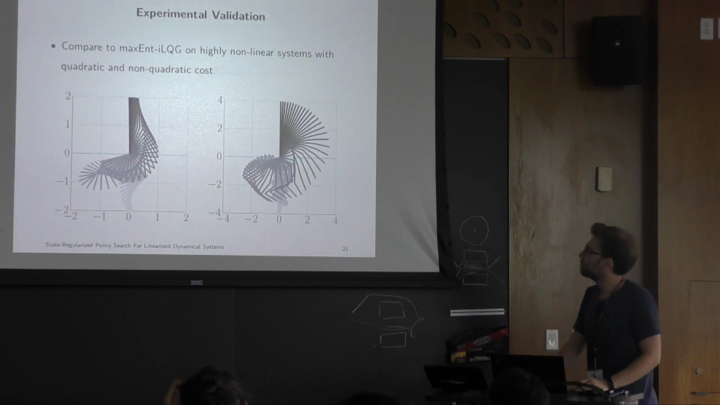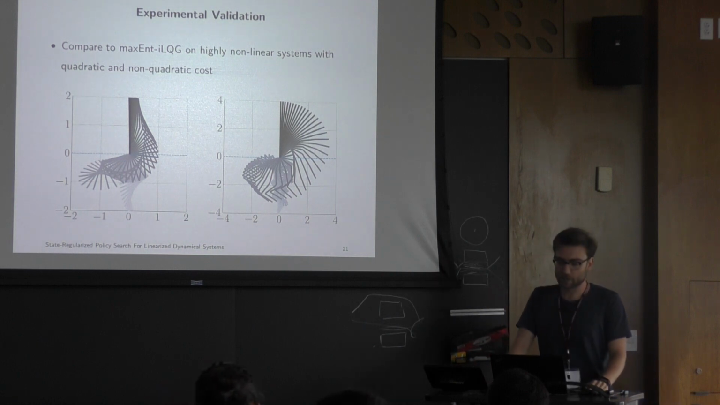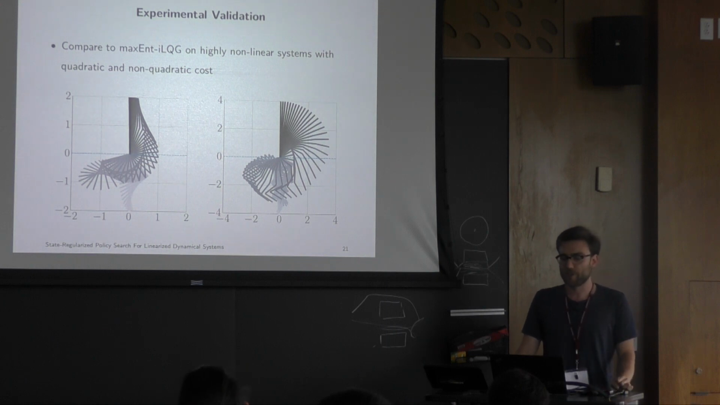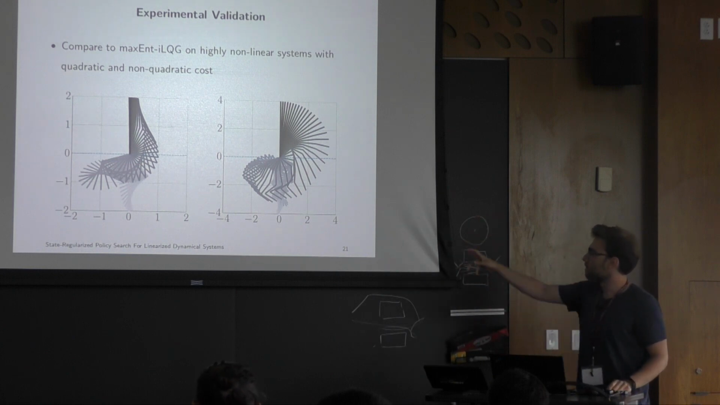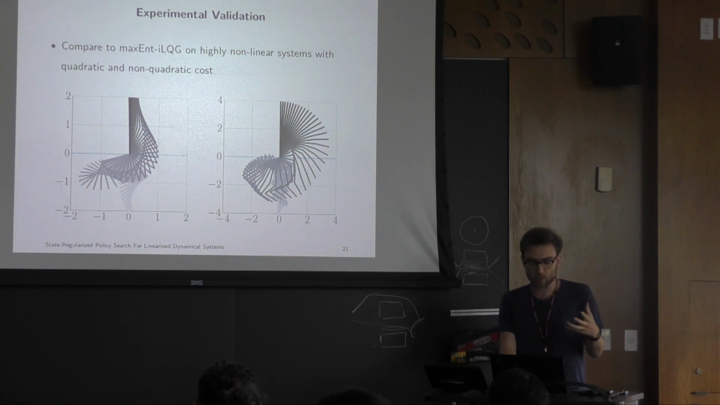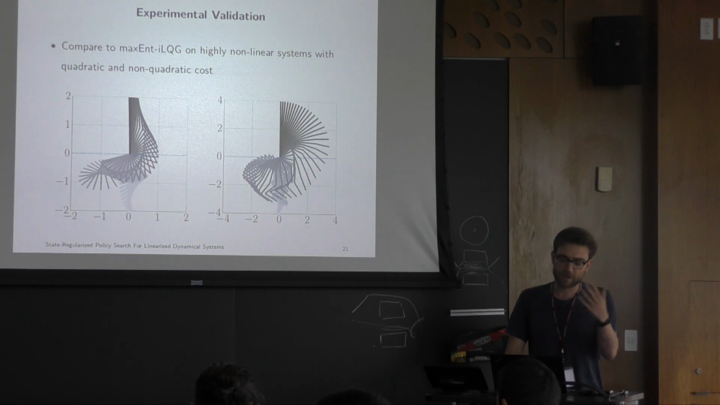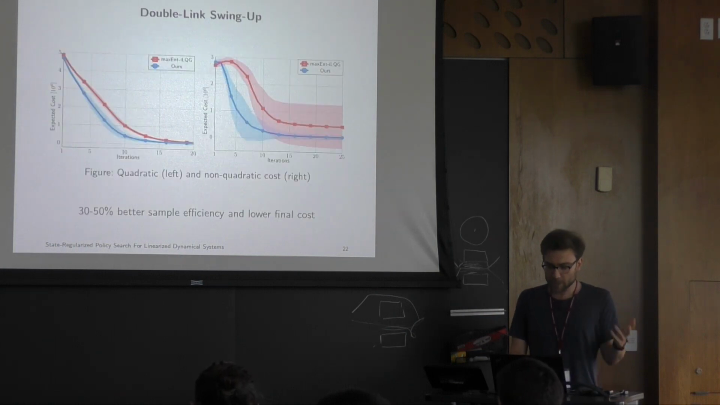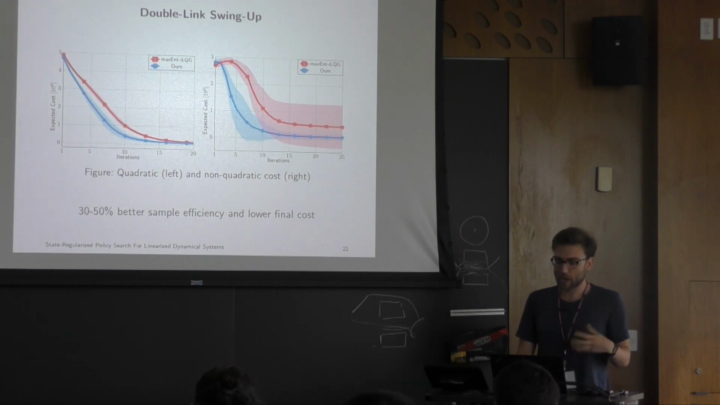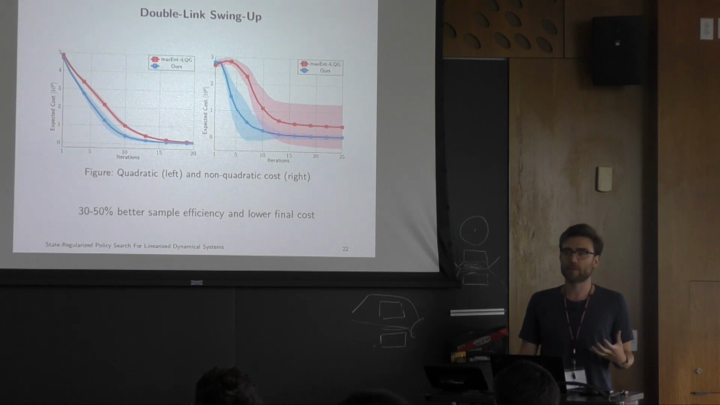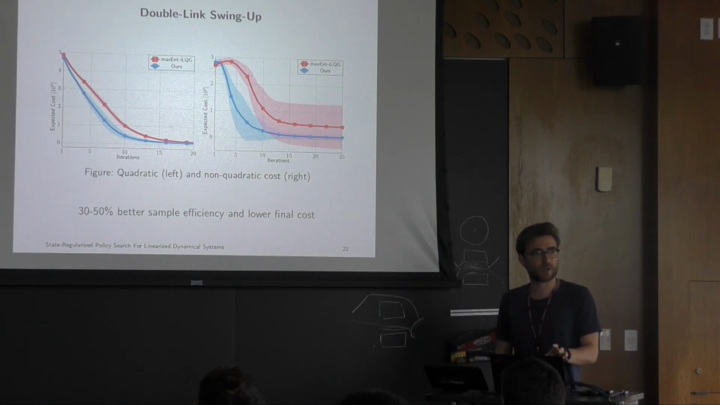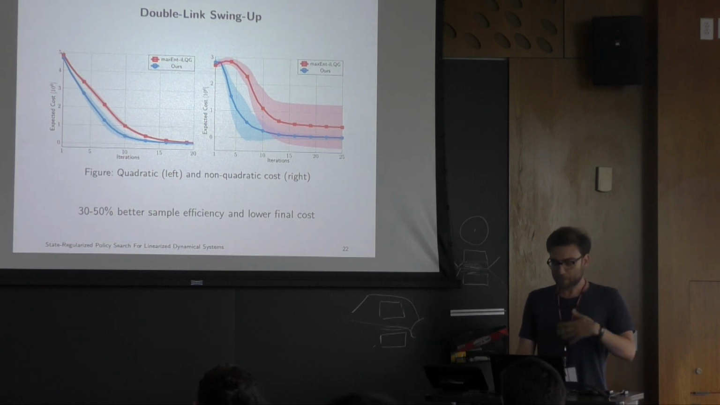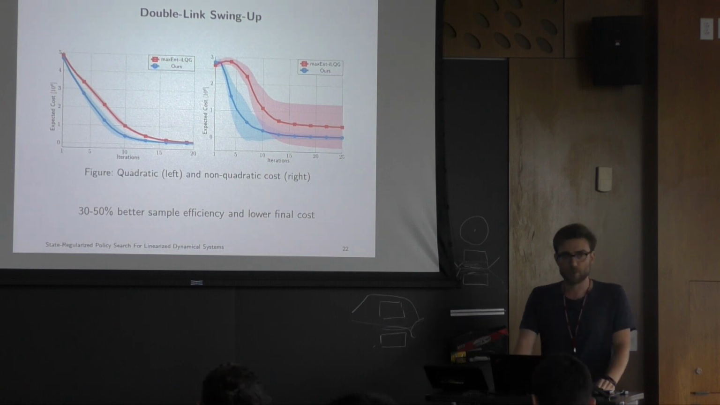I'm just going to go through a few experimental validations. It's very simple. We compare to maximum entropy ILQG, which does the regularization in the policy space, and we have these two tasks: a double link and a quad link. We define a quadratic cost for the swing up of both and a non-quadratic cost, and we compare to maximum entropy ILQG. Very quickly you'll see that sometimes we reach the same final cost as other policies, but most of the time we are much more sample efficient, most of the time 30 to 50% more sample efficient, which is a huge thing. I know this is a constructed example and a simulated result, but if we can show this on a real robotic system, this could be a huge advantage.